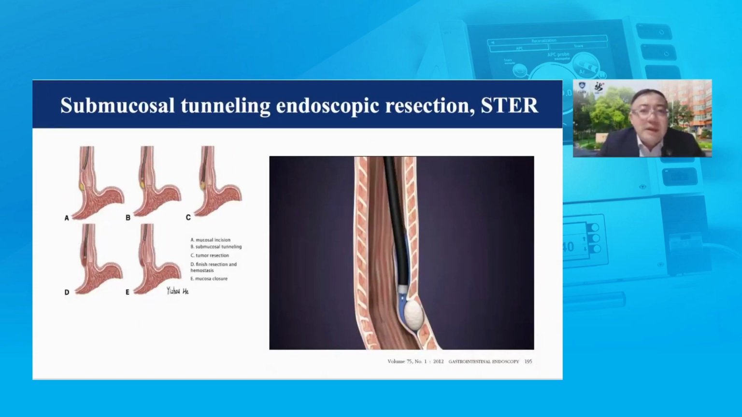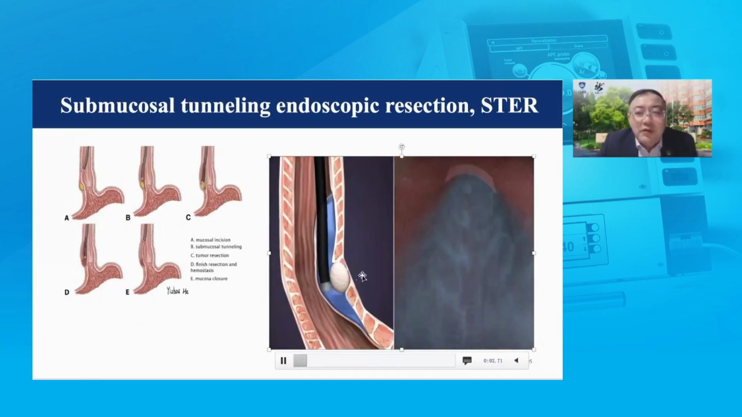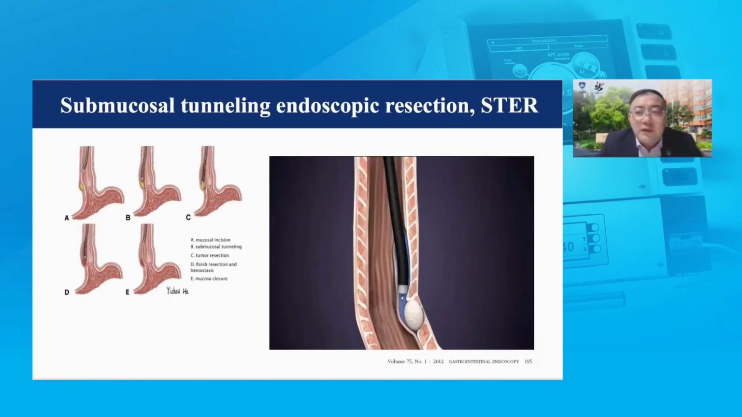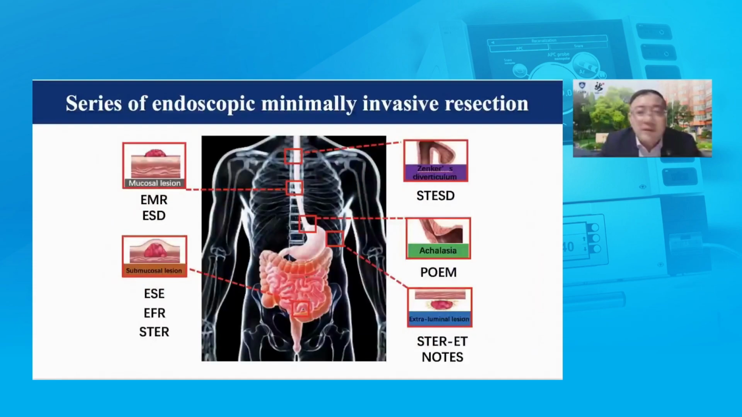Third technique, submucosal tunnel endoscopic resection, was performed on submucosal tumors to remove the tumors from the muscle layer. That was first performed in our hospital.